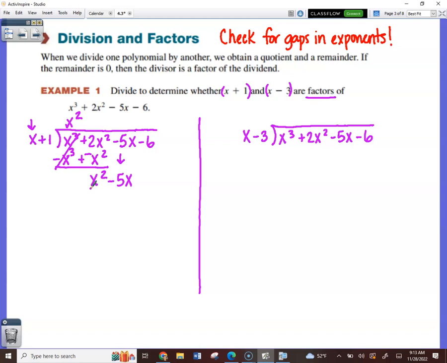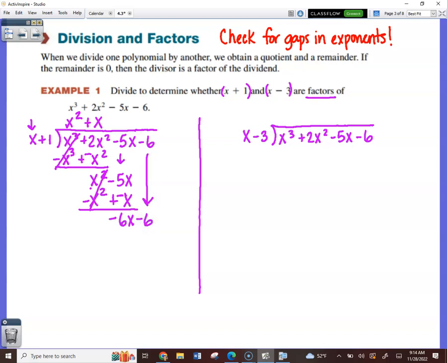Focus your attention on the first terms. X times what is x squared? Positive x, right? So you have to put a plus sign. Repeat, multiply that, just that, through here. What do you get? X squared plus x. Then draw this line to remind you to subtract. You're changing the signs when you do that. Cancels. Negative 5x minus x. Negative 6x. Bring it down.